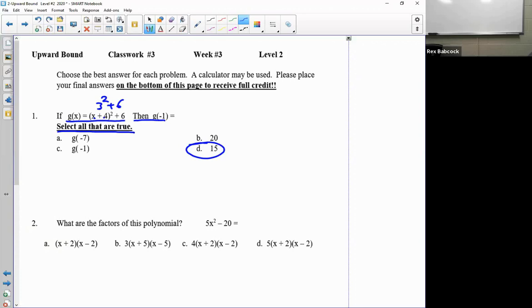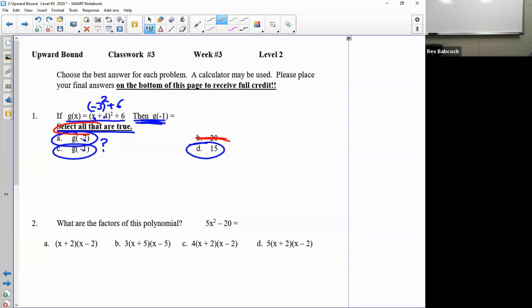Does that make sense? Oh, but what about these two right here? I need to look at those. If I put a negative 1 in here, okay, g of negative 1, that's what was given, so it's g of negative 1. I'm going to circle it as well. It's the same thing. What about negative 7, g of negative 7? Negative 7 plus 4 is a negative 3 squared. Oh my goodness, there were 3 of them that all turned out the same. The only one that didn't work was 20.